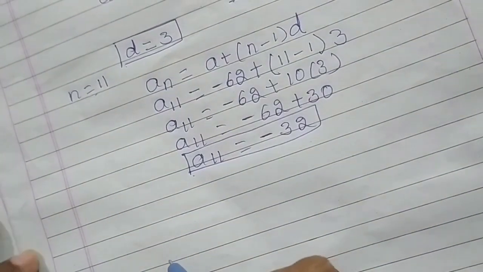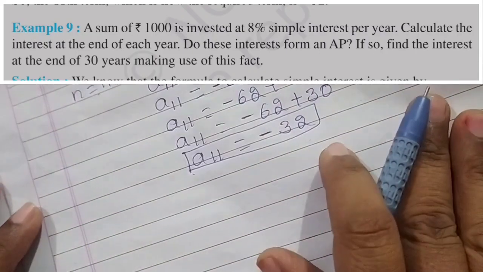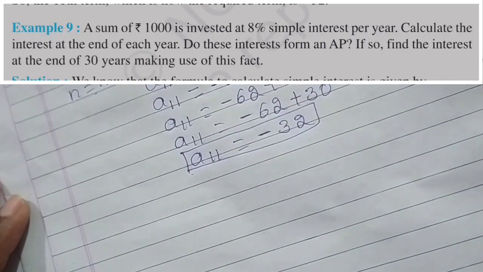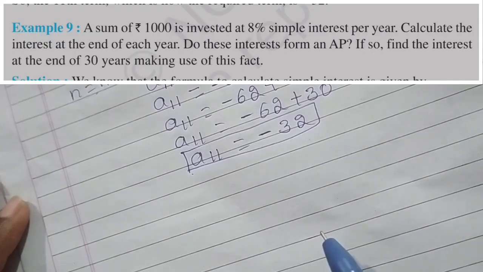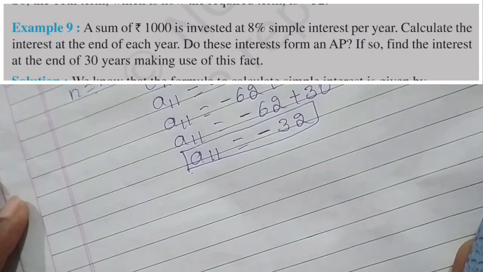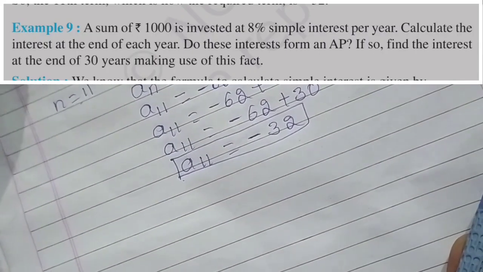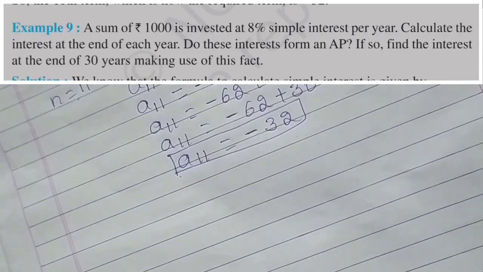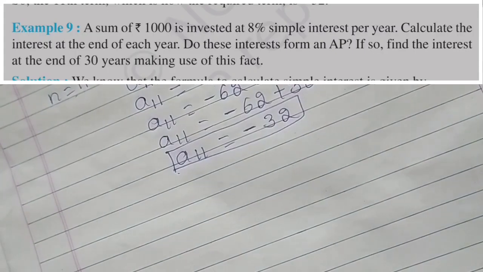Let us discuss one more concept. A sum of rupees 1000 is invested at 8% simple interest per year. Calculate the interest at the end of each year. Do these interest form an AP? If so, find interest at the end of 30 years, making use of this fact they have given.